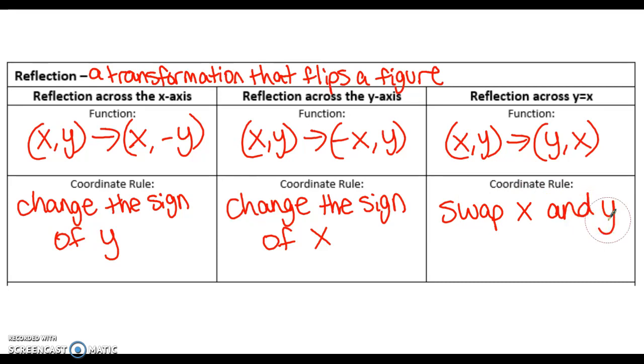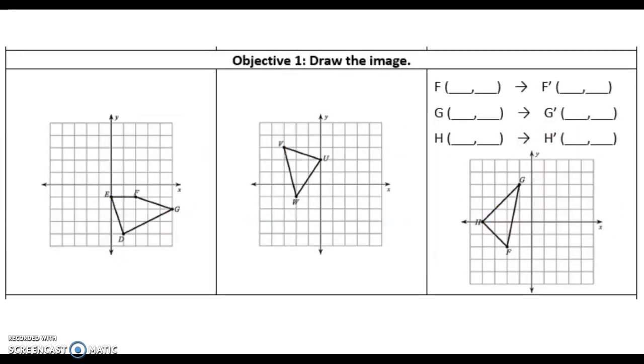Now we will look at objective 1, which is drawing the image. So here, I'll just write my line of reflection along the top. You still see it at the top of your paper, but since mine is gone now, I'm just going to write it at the top so we know which ones we're focusing on.